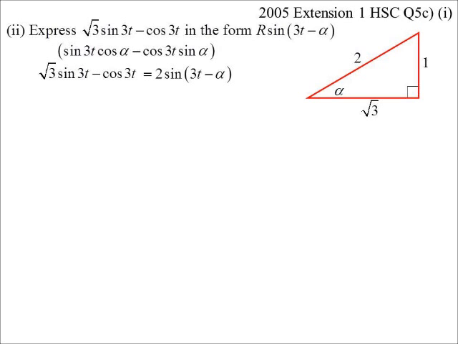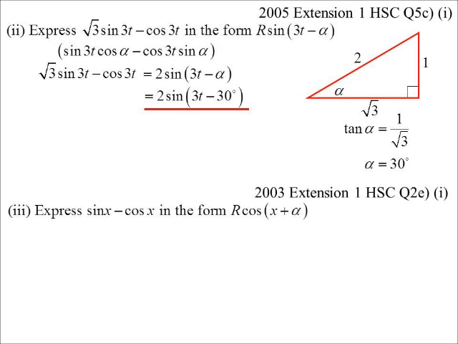So I'm saying I don't normally put that middle line in. I just go straight to hypotenuse. I've turned it into a sine function. It's 3t minus alpha. I now just have to work out what alpha is. It turns out to be the exact value on this one. So it's 30 degrees. So that would be 2 sine 3t minus 30. Changed.